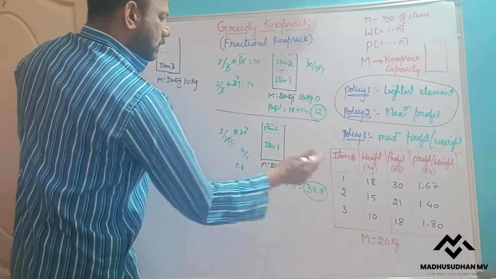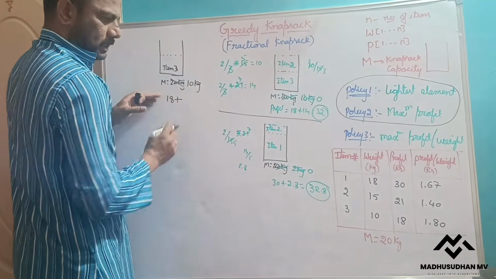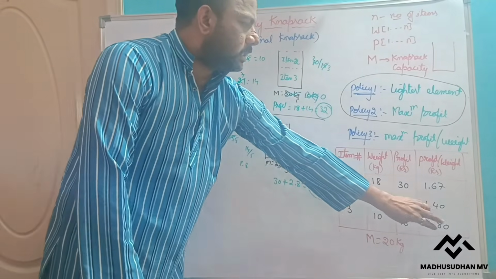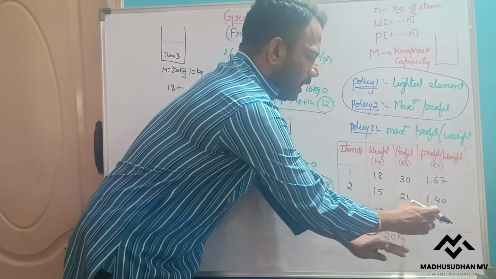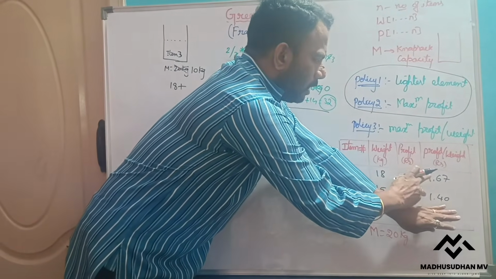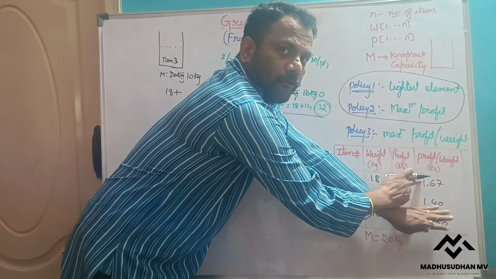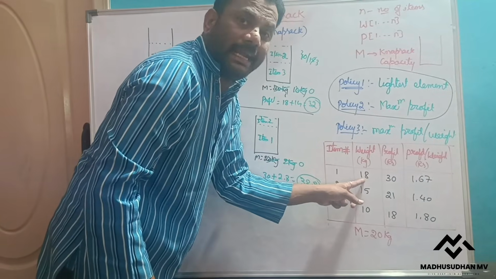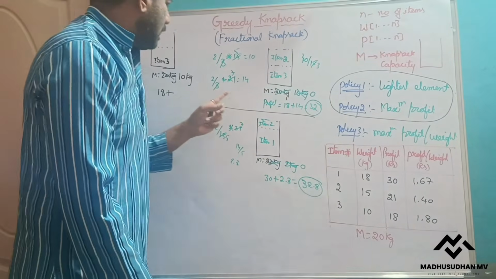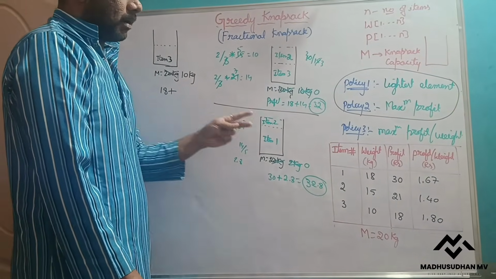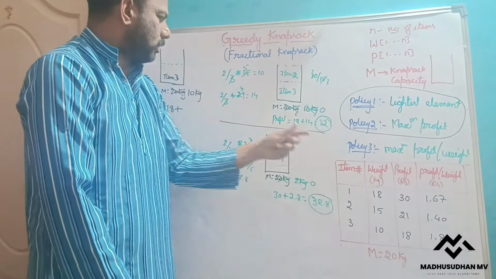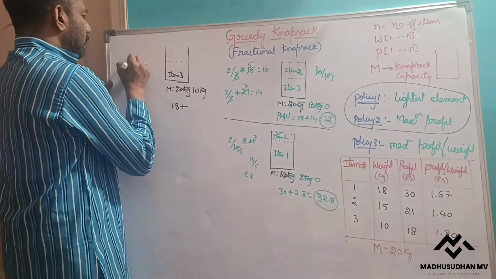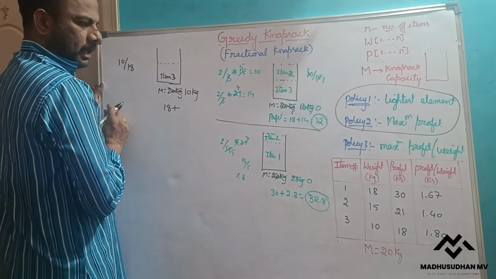Since I took this one, I got a profit of 18 rupees. Now this one is completely taken, and the remaining is 10 kg. Among the rest, this one has the maximum profit per unit weight. It has 18 kg, but I am left with only 10 kg, so I cannot take the complete 18 kg. I take 10 kg out of 18.